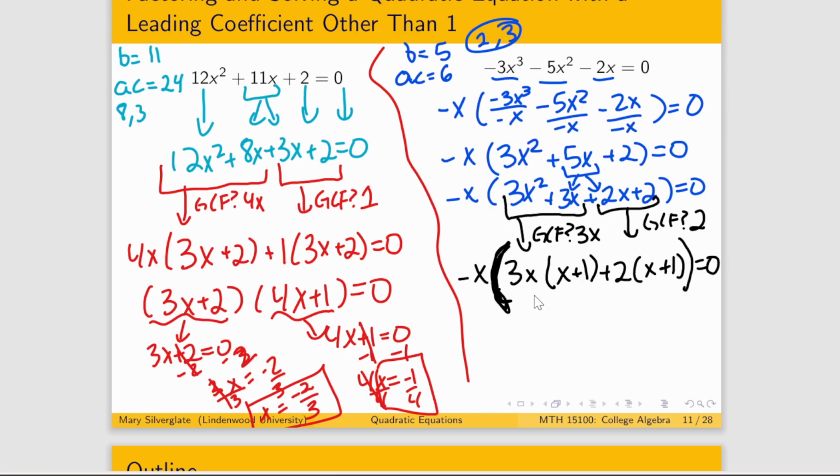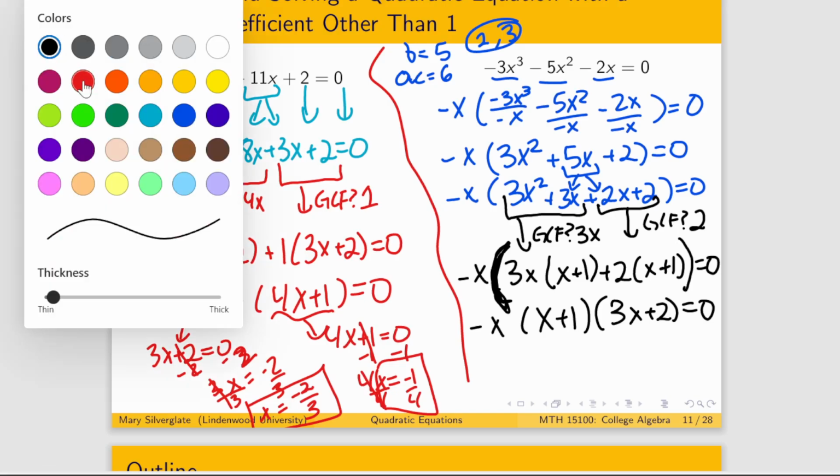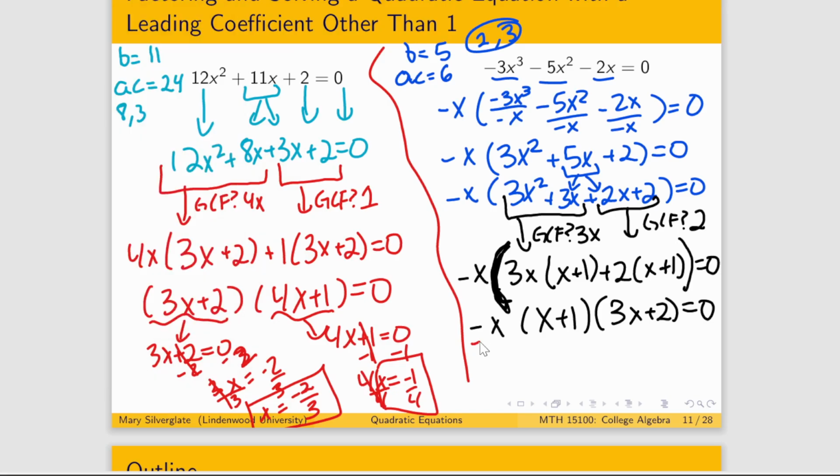And now for this middle term, I now have a x plus 1 that they have in common. So I can rewrite this as one parenthesis of what's the same, x plus 1, and one parenthesis of what's different, the 3x plus 2. Now when it comes to the zero product property, I've actually got three equations going on. I've got one that's just negative x is equal to 0. I've got another one that's x plus 1 is equal to 0. And I've got another one that's 3x plus 2 is equal to 0. All three of those are equations I need to worry about.